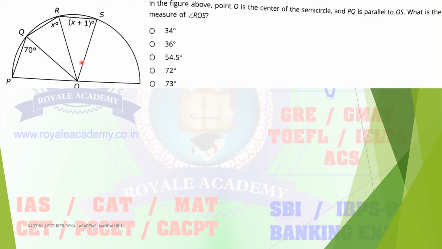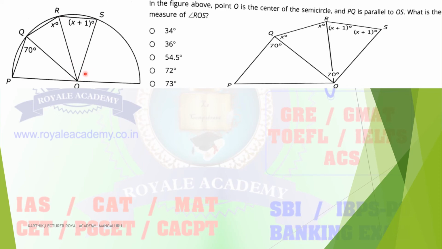So how to find out the angle of ROS? Just split like this. Here PQ is parallel to OS, so these two are parallel with each other. So this angle is equal to the opposite side. I already told you, if two lines are parallel, then opposite angles are equal. Here they mentioned 70 degree, so the opposite angle is this side, and that total angle is 70.